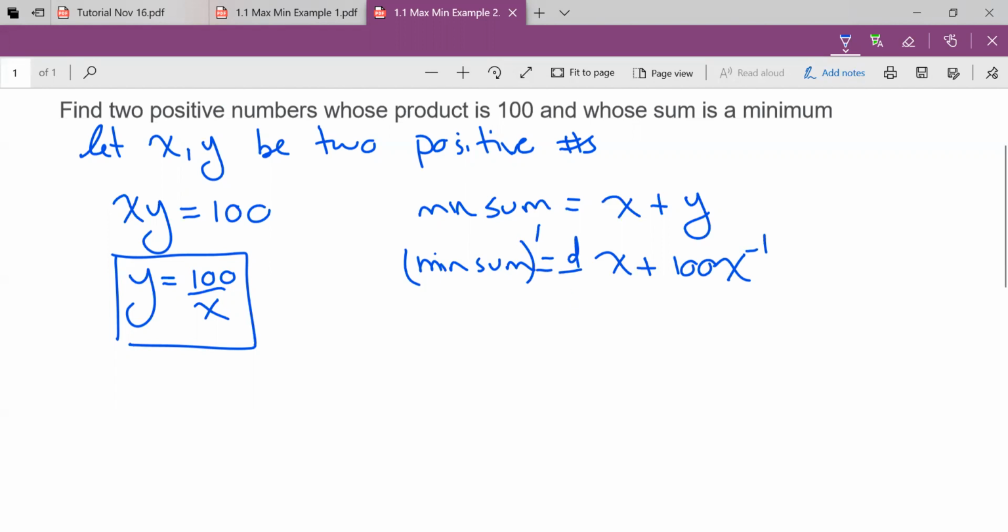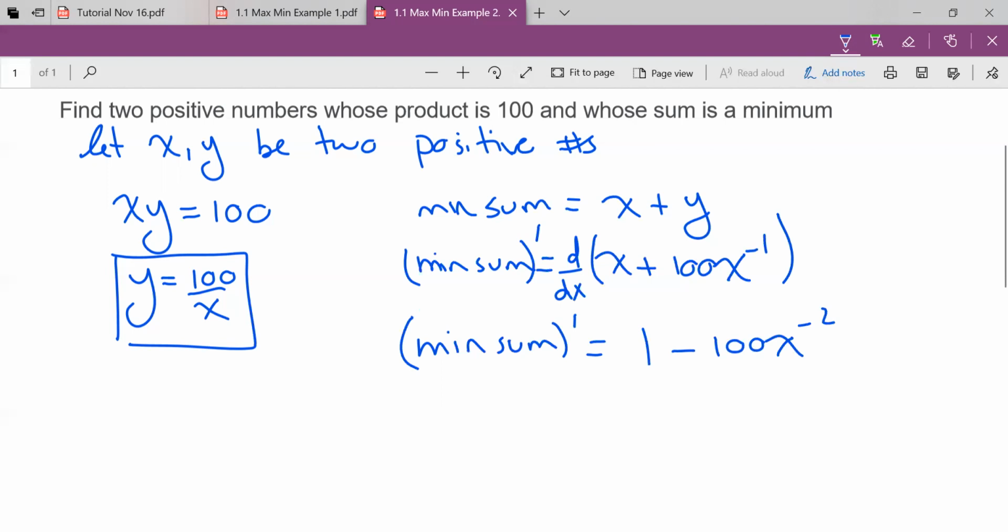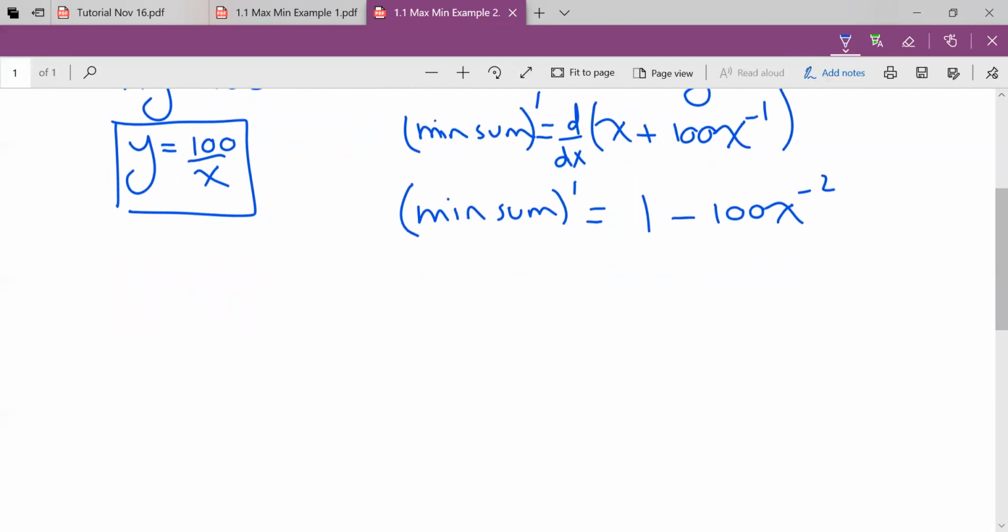We're going to take the derivative with respect to x. So what do we get? We get our minimum sum. Oops, helps if you can write English, not my forte. Got our minimum sum. Okay, the derivative of this is going to be 1 minus 100 x to the negative 2. Now, we need to find our critical numbers here. Before I do, it makes it easier to get a common denominator. So this will be x squared minus 100 over x squared.